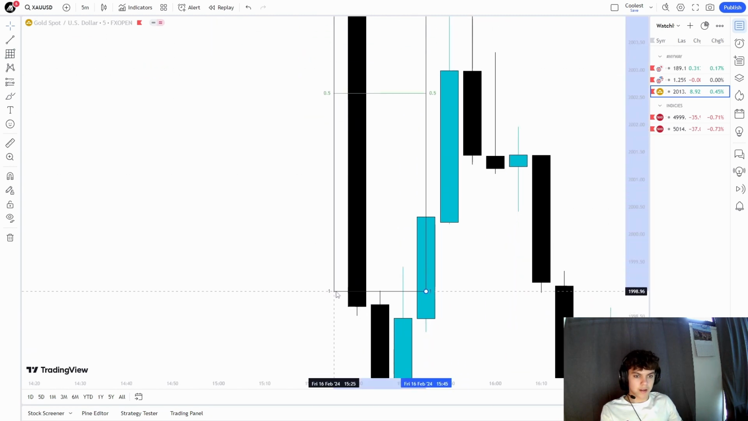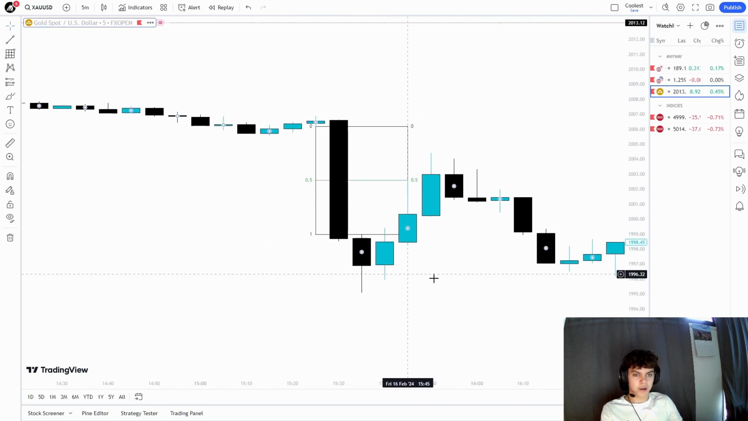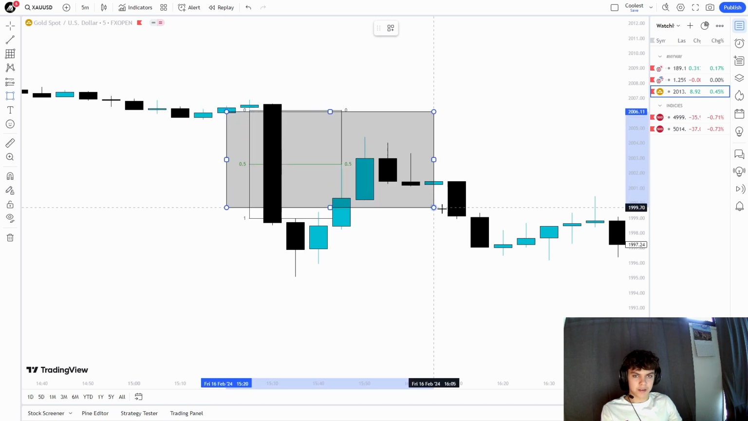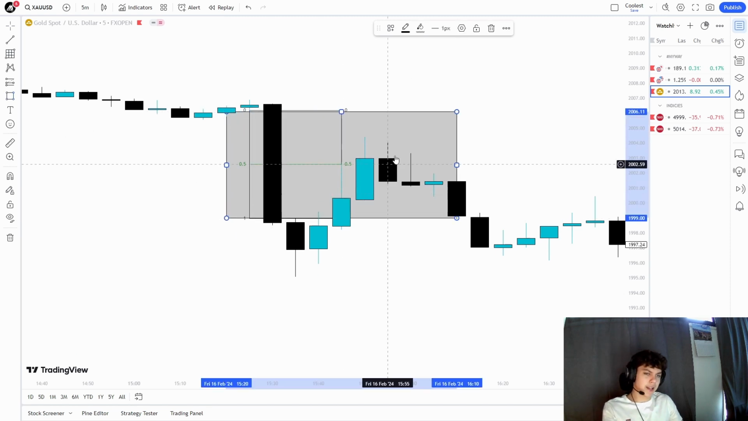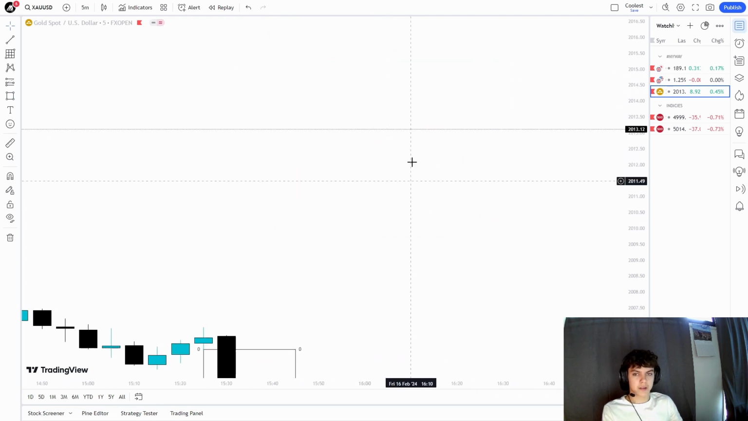To the other wick, like this. What does it leave behind? This is the whole gap. Obviously, some people mark it out like this. The whole thing is a gap, okay? But I like to mark it like this, at the 50%.